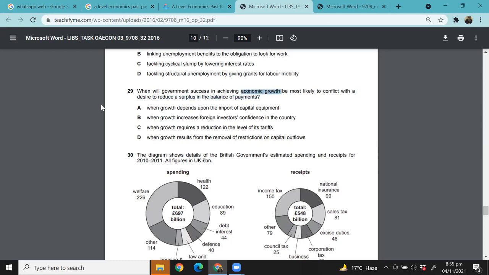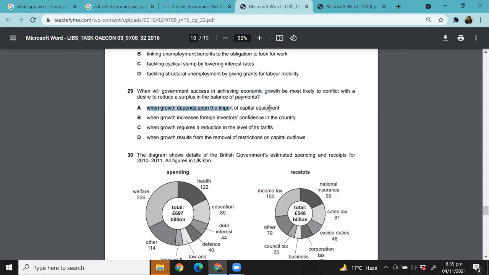But the question says, where will there be a conflict? When will there be a conflict between the two? So on one hand, you want to achieve higher economic growth. On the other hand, you want to reduce surplus on your balance of payments. But in which situation out of the four listed below will there be a conflict? Meaning one thing will not let you achieve the other thing.